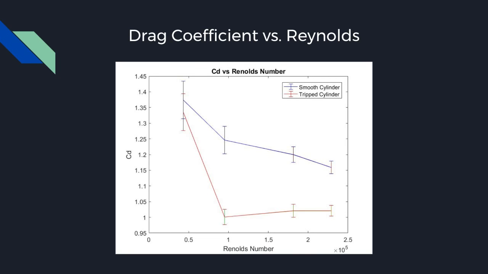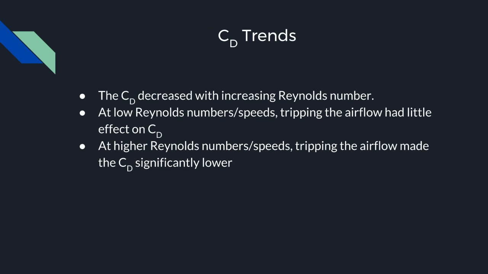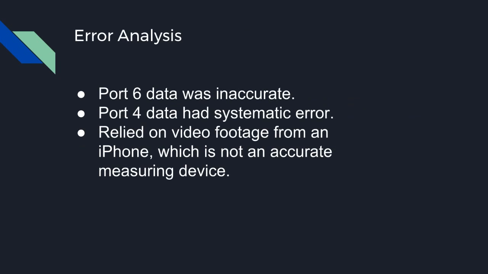As shown in the graph, the CD decreases with increasing Reynolds number, and there's a significant change between the tripped cylinder CDs and the smooth cylinder. The trend showed that the CD decreased with increasing Reynolds number, and at low Reynolds numbers, tripping the airflow had little effect on the CD, while at higher Reynolds number, tripping the airflow made the CD significantly lower.